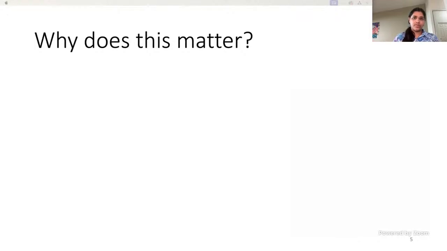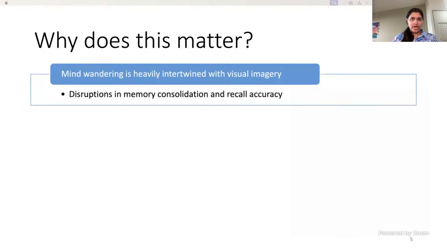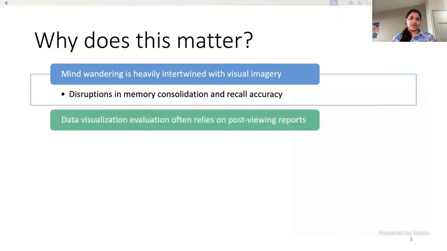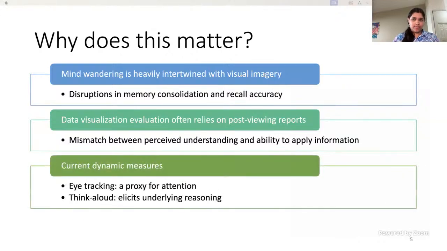Firstly, prior work has shown that mind wandering often involves visual imagery, and this can significantly impact memory consolidation and recall in a negative manner. Next, the traditional evaluations of visualizations at large rely very heavily on collecting reports post-viewing from the users, but that might not accurately reflect their actual experience because of fluctuations in their engagement while they're looking at something. As for current dynamic measures, we have eye tracking as a proxy for visual attention, but that doesn't necessarily indicate if somebody's actively processing to make sense of the information.